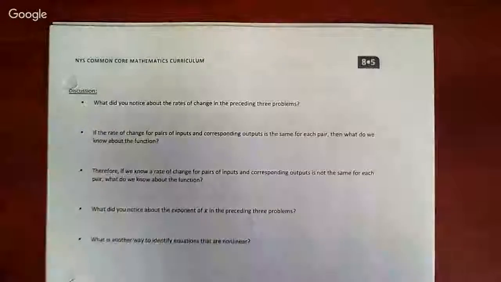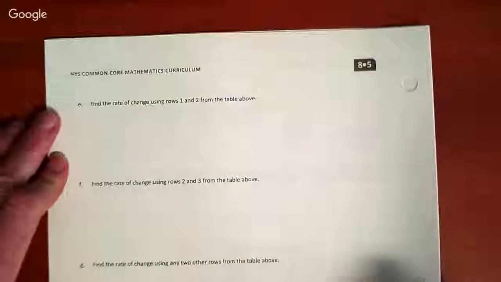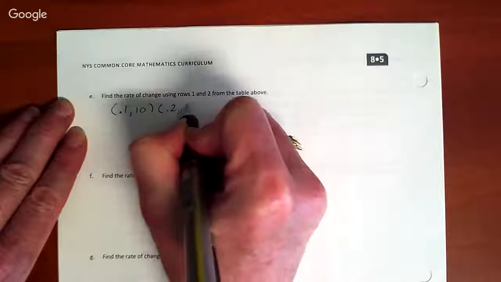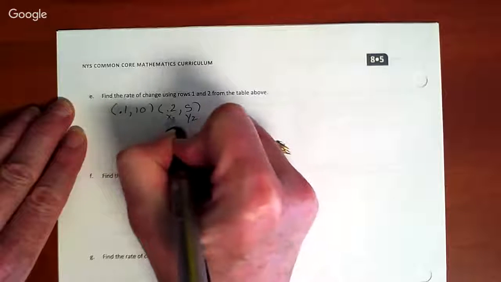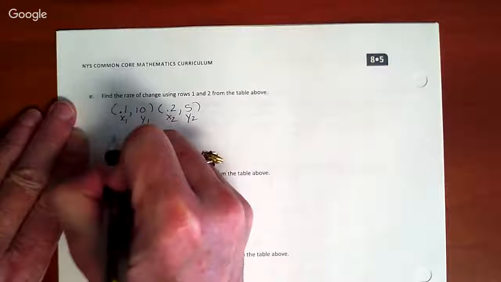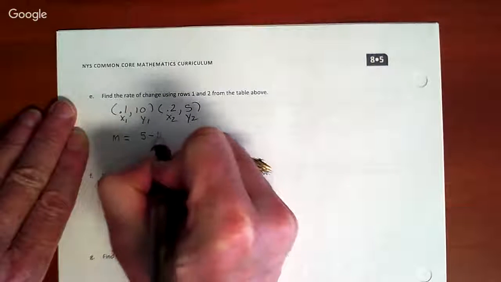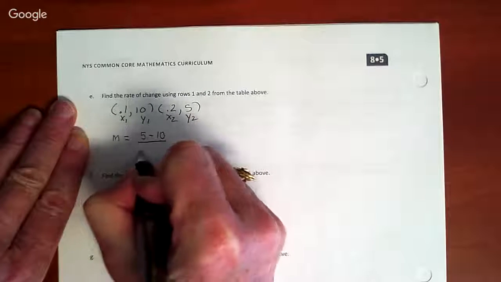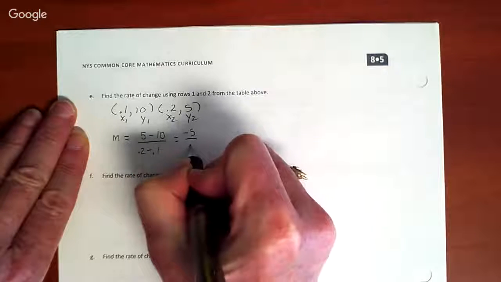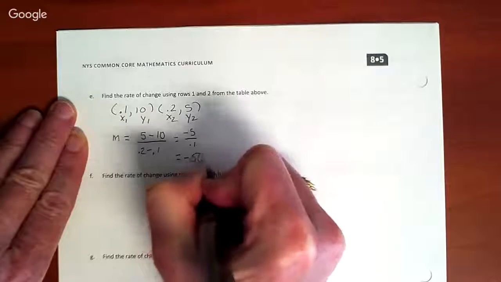So now, again, we find our slopes and our rate of change between row 1 and row 2. So we got 0.1 comma 10 and 0.2 comma 5. So y2, x2, y1, x1. And we have m equals 5 minus 10 over 0.2 minus 0.1, which equals negative 5 over 0.1, which equals negative 50.